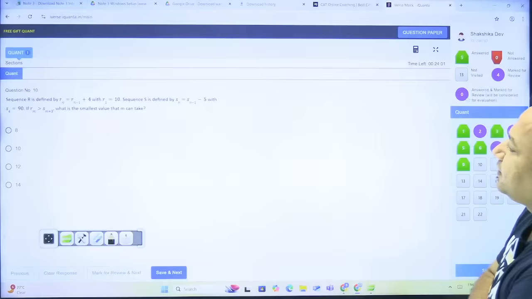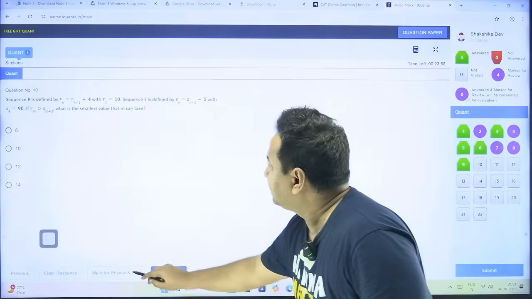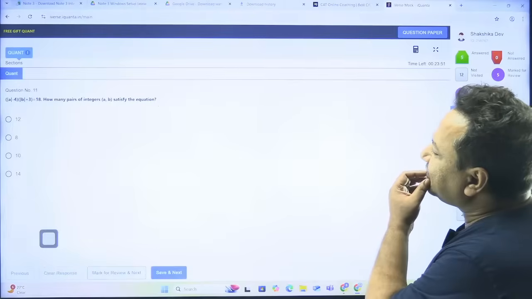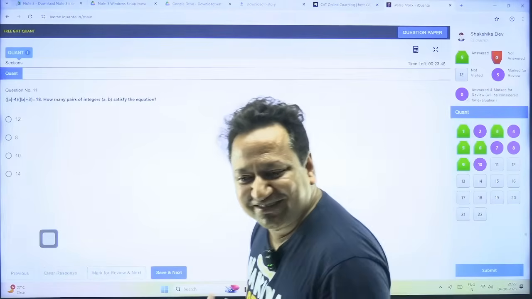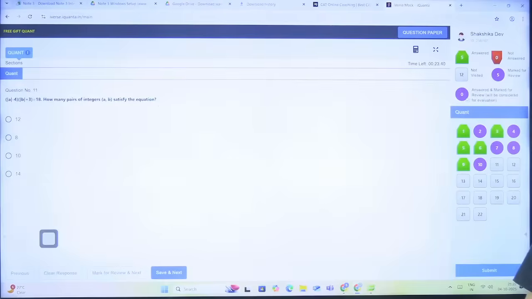Here we have a sequence R defined by Rn equal to this. Mod of A minus 4 plus mod of B plus 3 is 18. How many pairs of integers satisfy the equation? Are you guys looking at it? हाँ, symmetricity से check किया उसको. That is symmetricity. Now mod of a minus 4 plus mod of b plus 3 is 18. How many pairs of integers a, b satisfy the given equation? So I can just break 18 into 2 factors, and then I'll be able to do that.